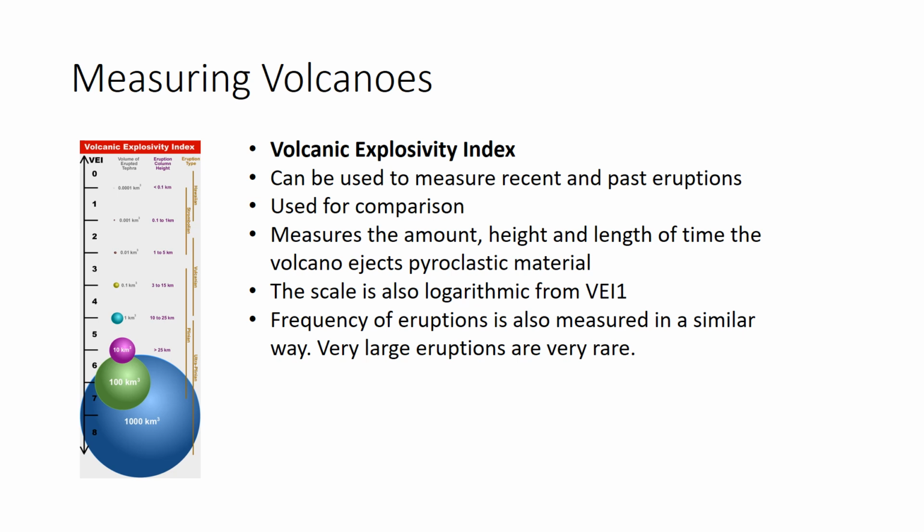Like the Richter scale for earthquakes, this Volcanic Explosivity Index is logarithmic. That means that each point on the scale represents an eruption 10 times bigger than the one below. So, a VEI 5 is 10 times bigger than a VEI 4 and 100 times bigger than a VEI 3.